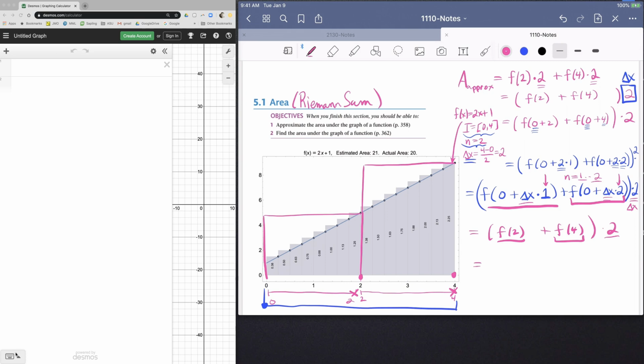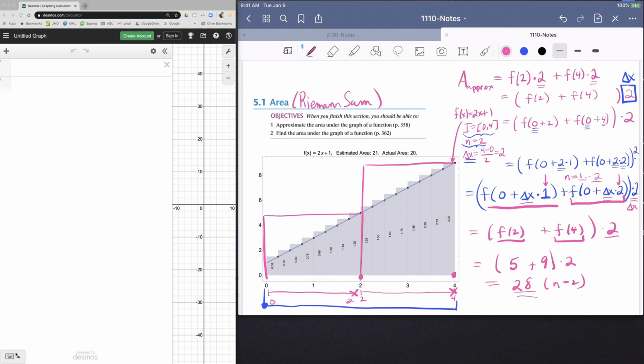So if you wanted to just evaluate those numbers now, the function at 2 would be 5. The function evaluated at 4 is 9. And then we get 14 times 2 is 28. Okay, and that was the n equals 2 case for the approximate area.